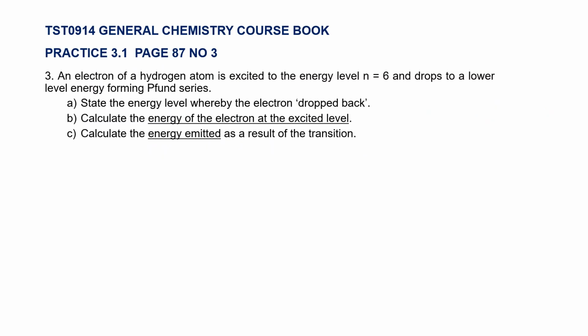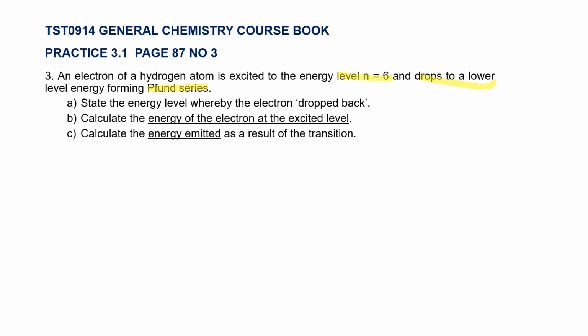Okay, same practice 3.1, page 87. But now question number 3 in the General Chemistry course book TST 0914. So how to answer question number 3? An electron of a hydrogen atom is excited to the energy level N equals 6 and drops to a lower energy level, forming the Lyman series. Okay, so that's the information that we have in this question.